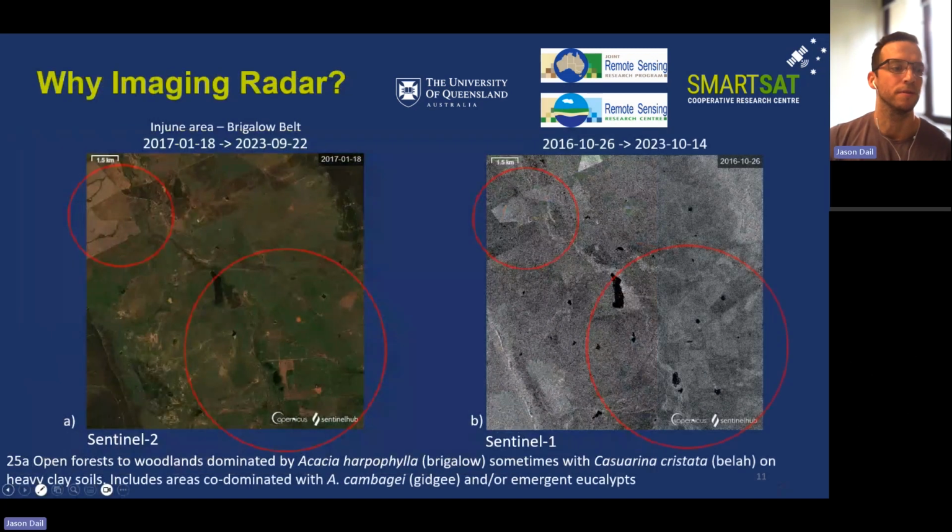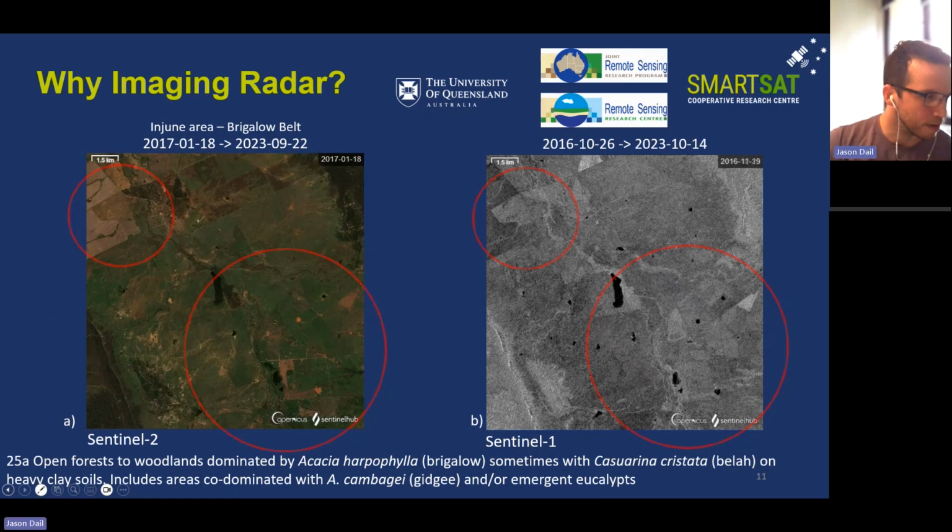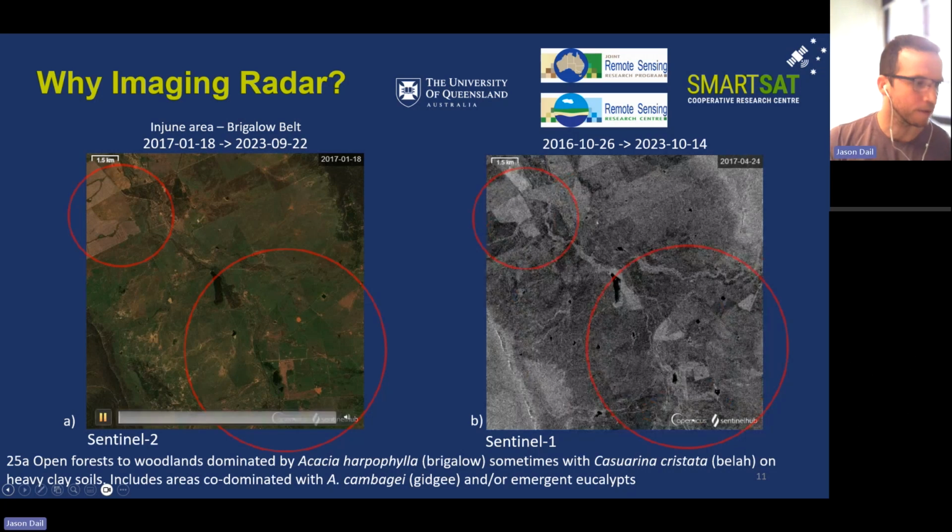This is just a little time series. This is an area in the Injune area in my test site. This area is classified as broad vegetation group 25A, which means it's classified as open forest to woodlands, mostly dominated by acacia forests, also with some casuarina or other acacia species. So I'll just quickly play this. Maybe I need to change back to, there we go.